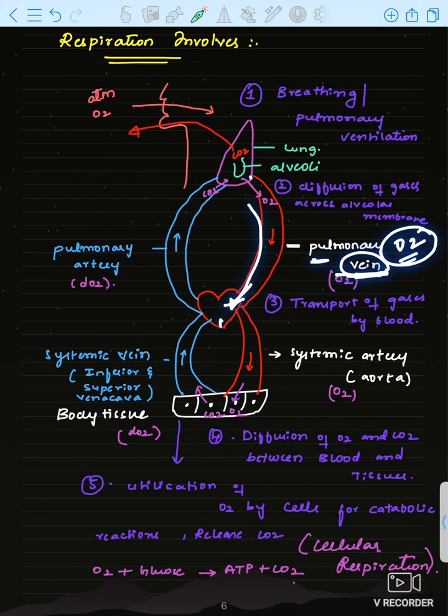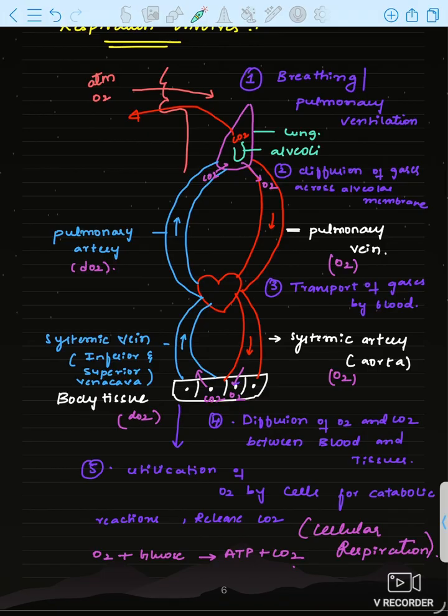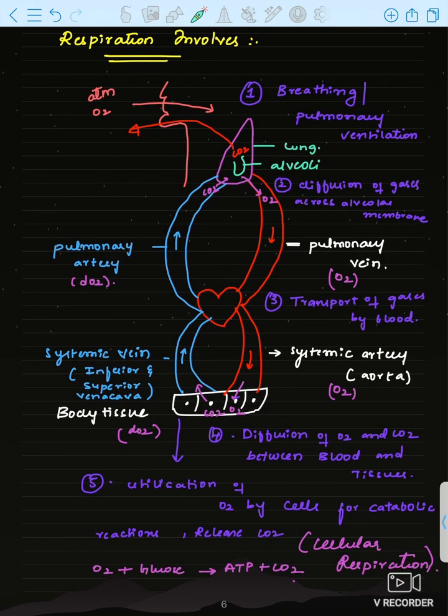Now from the heart, it is oxygenated and we have to supply it to organs. That is why it is the systemic artery, that is aorta, and it will supply. This is the process of circulation which I have told you. Now let us discuss respiration.